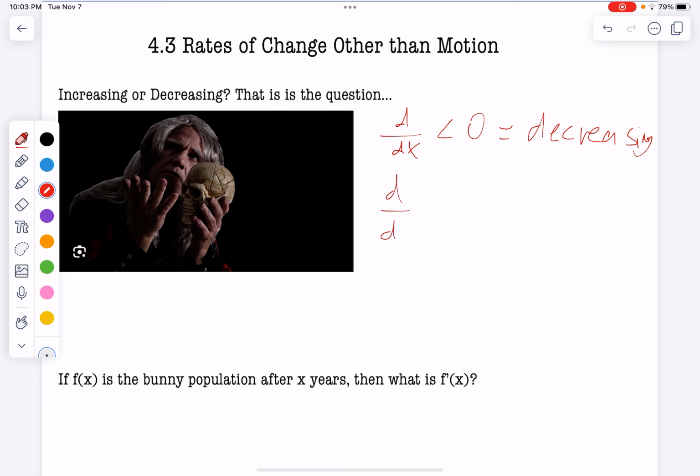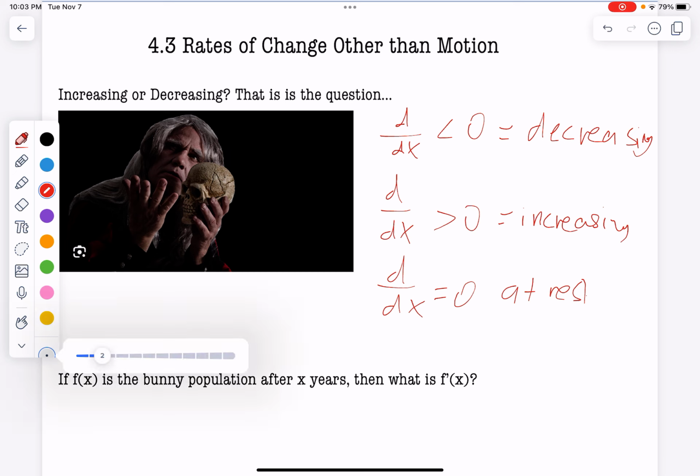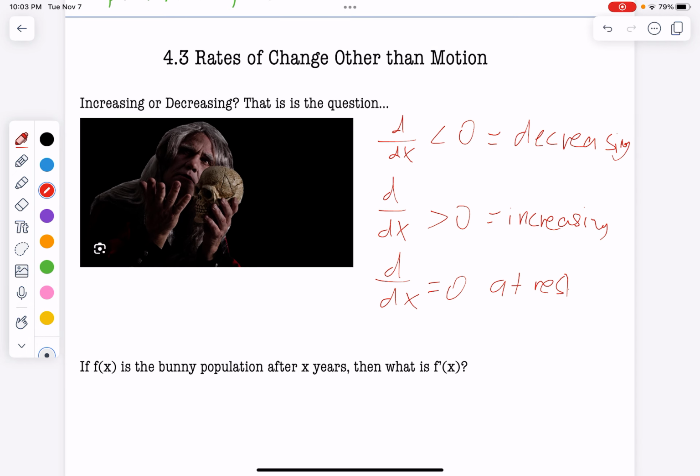Now, if dy/dx ends up being greater than 0 and positive, then once again, it is increasing. And just for good measure, if dy/dx equals 0, it is at rest. At rest. At peace, even. That's how you know if it's increasing or decreasing.